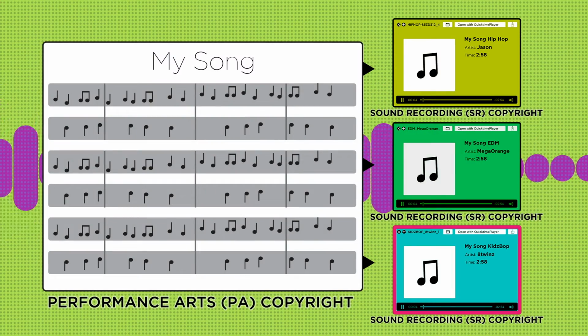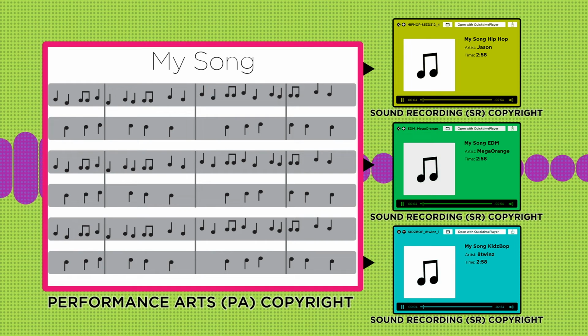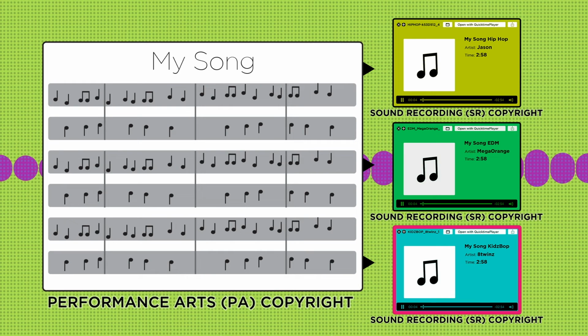And lastly, let's say that I wanted to license the Kidz Bop version. Who would I go to for the sync rights? I would go to Jason for this because he controls the performing arts or the underlying composition. And then the master use license, that's owned by Kidz Bop. So I would have to go to Kidz Bop to obtain a master use license.